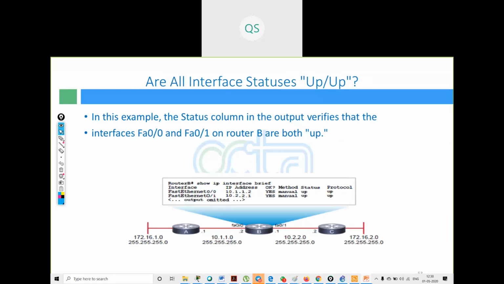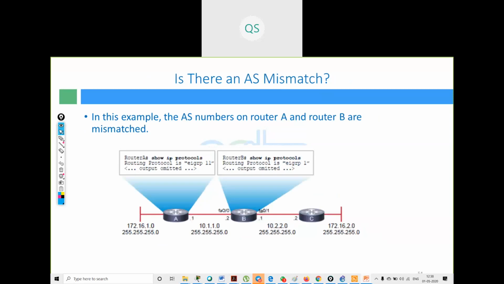The state is up. The FastEthernet state is up. Now the AS number: if we check show ip protocols, we see the AS number is a mismatch. Router A is running EIGRP with AS number 11, and router B is running EIGRP AS number 1. So if the AS number is not matching, they will not become neighbors.